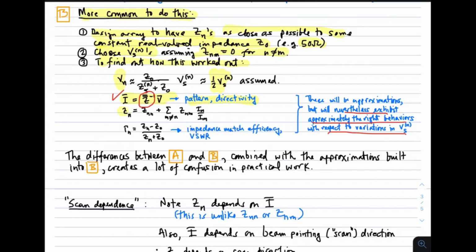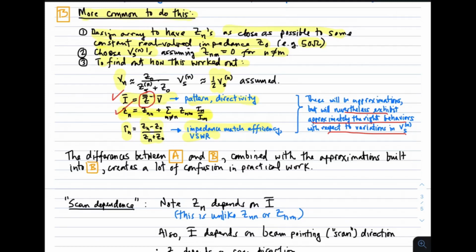Then the next thing we can do is compute the actual active impedances. In other words, now that we have the currents, we can figure out what the active impedances are. And from the active impedances, we can calculate reflection coefficients at each one of those ports, given by the active impedances and the source impedances. And from that, we can figure out the impedance match efficiency, which would then tell us how much power got transmitted. And we could also compute the VSWR, that is the voltage standing wave ratio, which is a measure of how much power is reflected from the terminal due to the mismatch that occurred because Z sub n is different from Z sub naught.